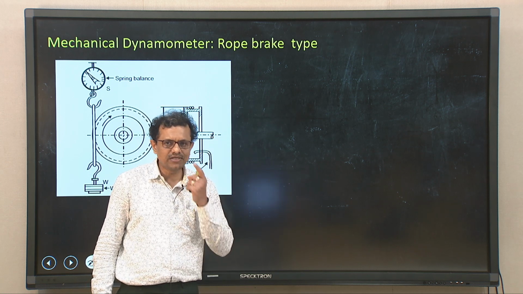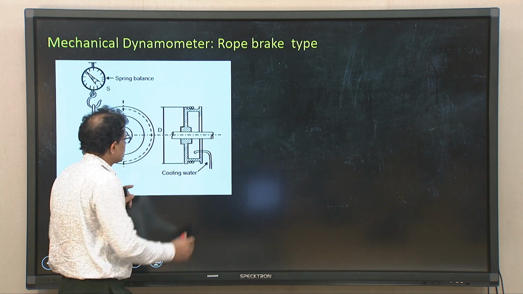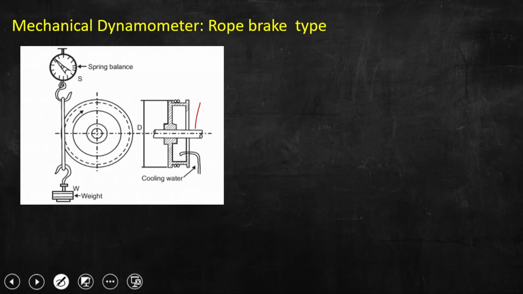What you can see from the schematic depiction is that in this particular dynamometer, this is the engine shaft, the shaft of the engine, which is essentially rotating when the engine is producing power, and a circular disc or drum is mounted on this shaft. As the shaft is rotating, the drum also will rotate, and a few rope turns are wound on the drum.